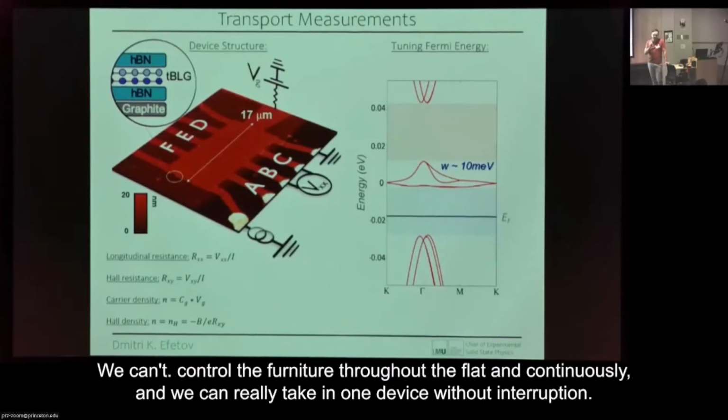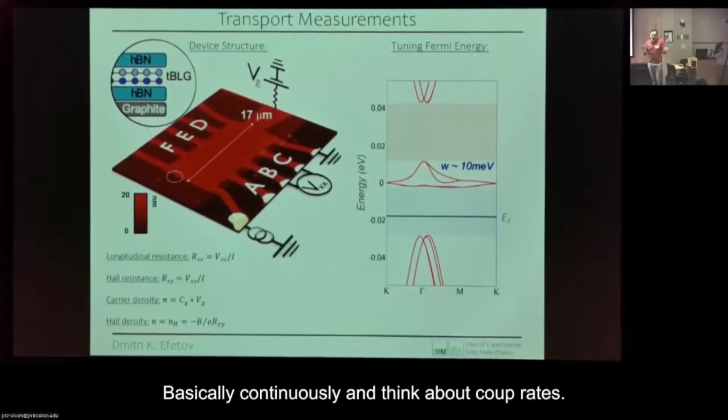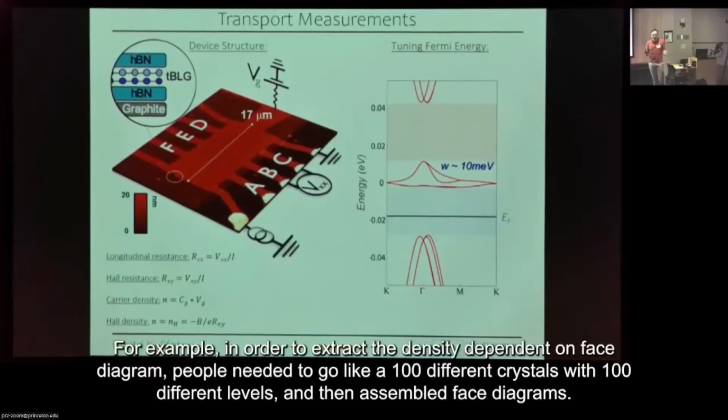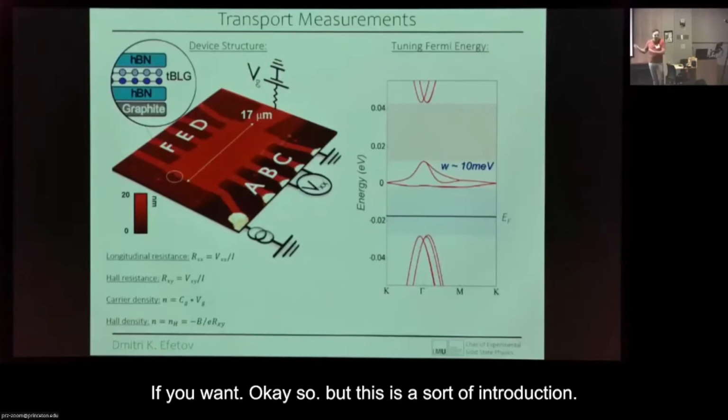And we can really take, in one device, without interruption, carrier density controlled measurements and extract the phase diagrams basically continuously. Think about cuprates, for example. In order to extract a density dependent phase diagram, people needed to grow like 100 different crystals with 100 different doping levels, and then assemble phase diagrams from those materials. And here it's possible in a single shot if you want.